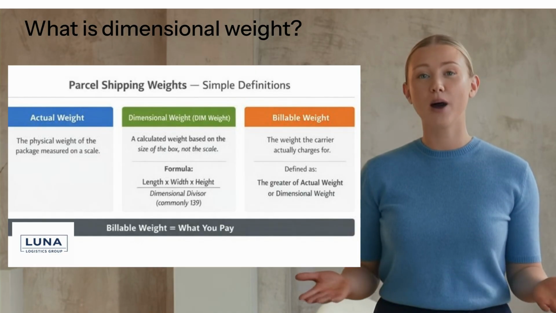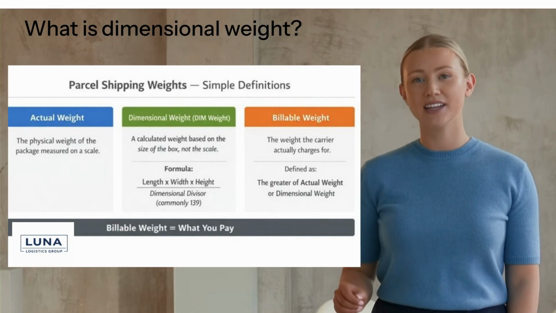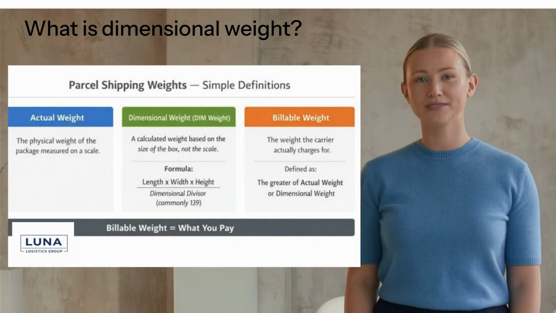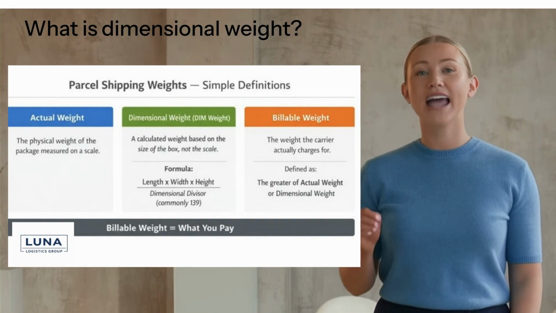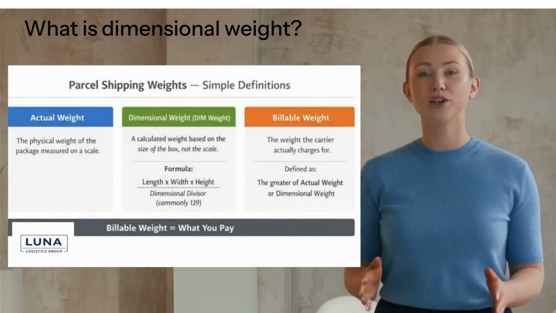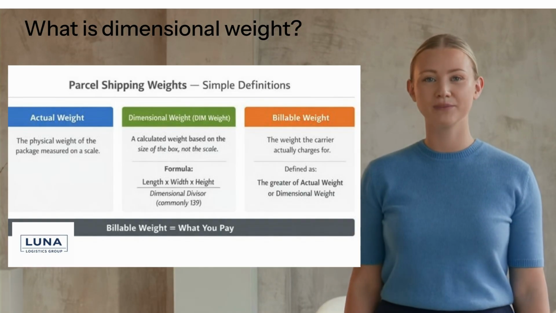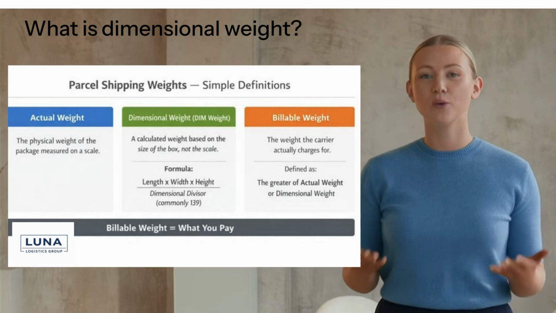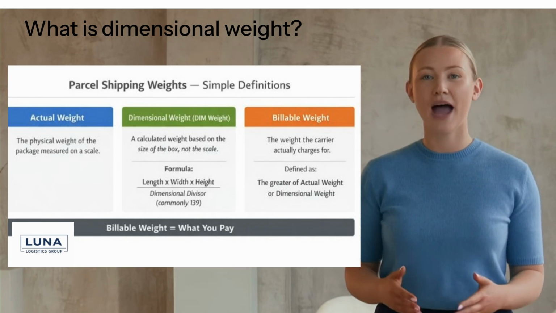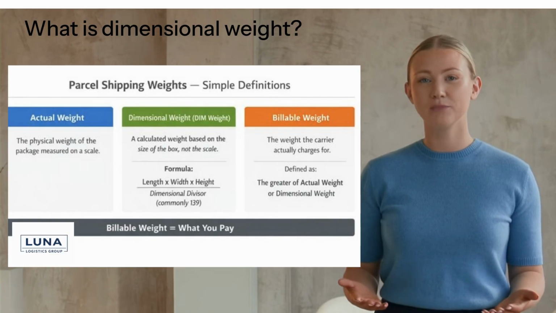To calculate dimensional weight, carriers use a simple formula, length times width times height, divided by a dimensional divisor. The dimensional divisor represents how much space a carrier allows per pound in their network. In many parcel shipments, the standard dimensional divisor is 139. What that means is this: the lower the divisor, the less space allowed per pound, and the higher the calculated dimensional weight.